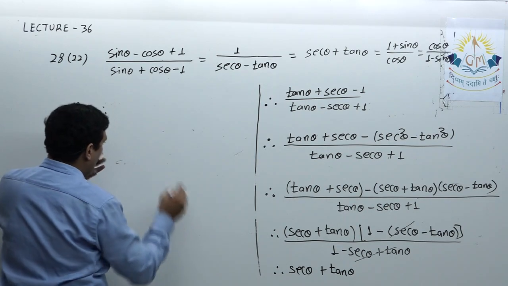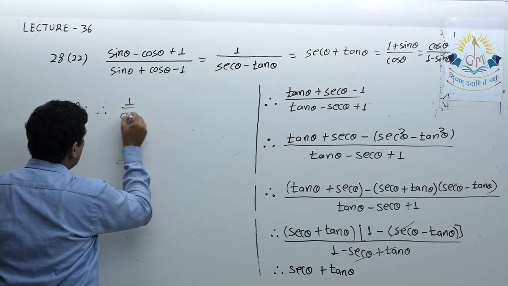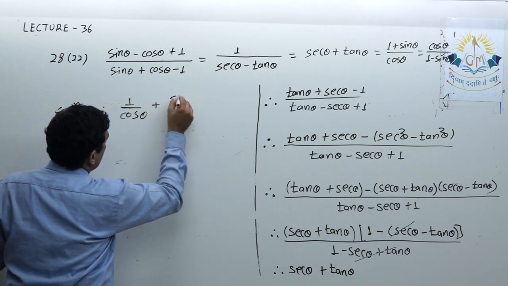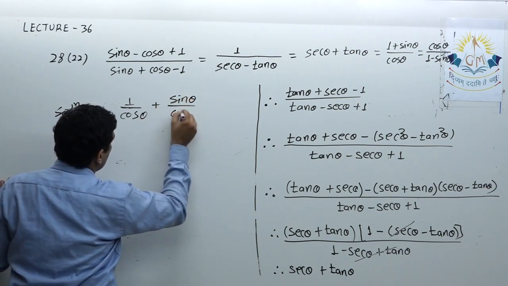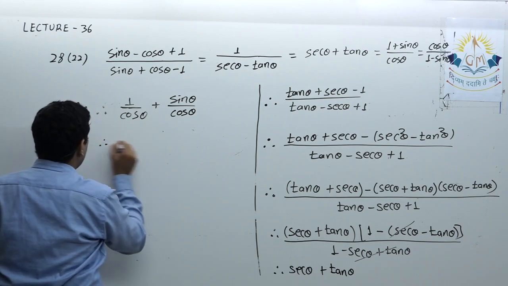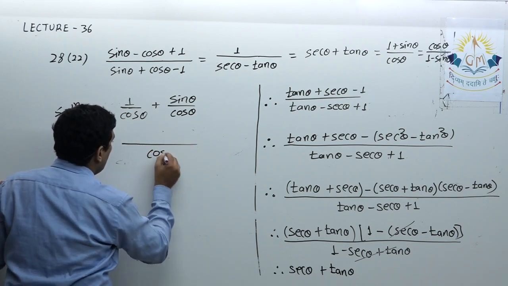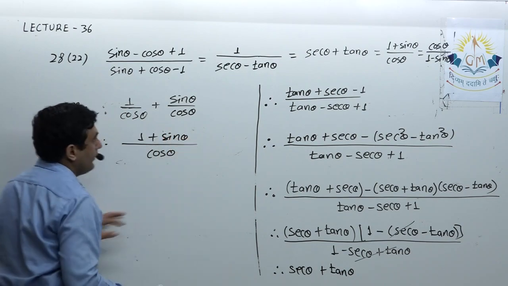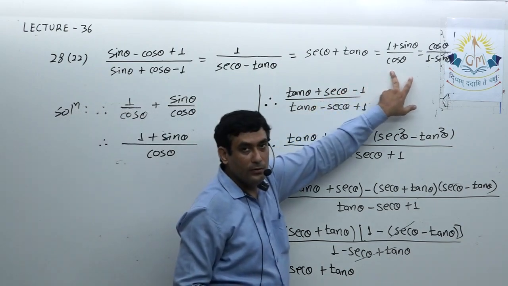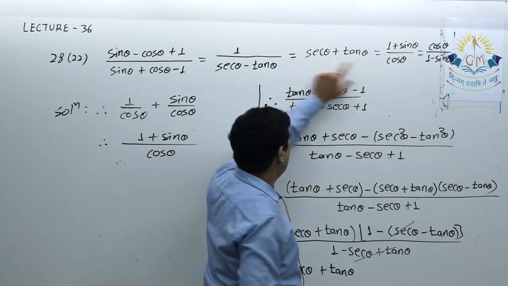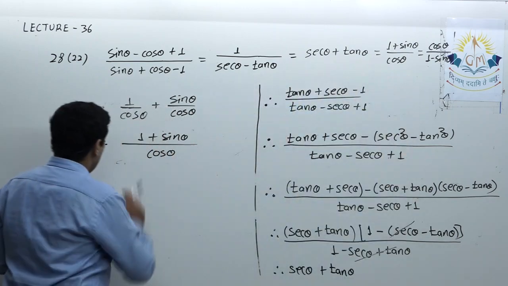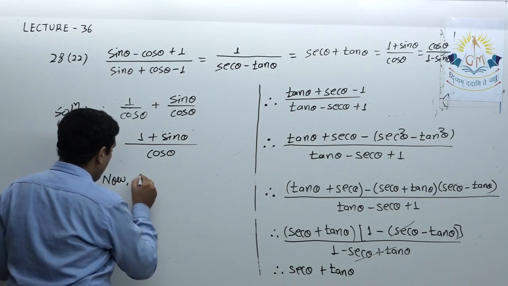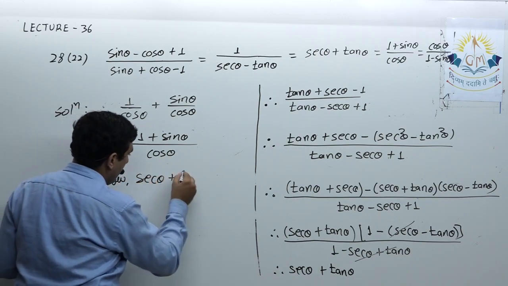This sec theta is 1 upon cos theta plus tan theta as sin theta upon cos theta, and if I take this cos theta common, here I will get 1 plus sin theta. So here you can see actually I got the fourth one. Okay, second, third, yes, fourth one. Okay, again we have sec theta plus tan theta.